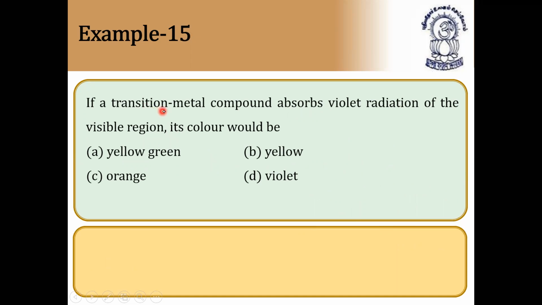If a transition metal compound absorbs violet radiation of the visible region, its color would be, a very important question. So if it absorbs violet radiation of light, then its color will be yellow green color. Its color will be what? Yellow green color. Next question.